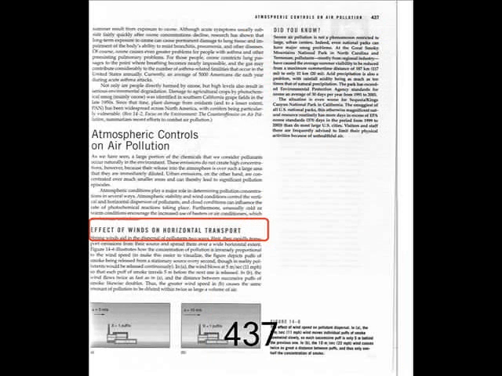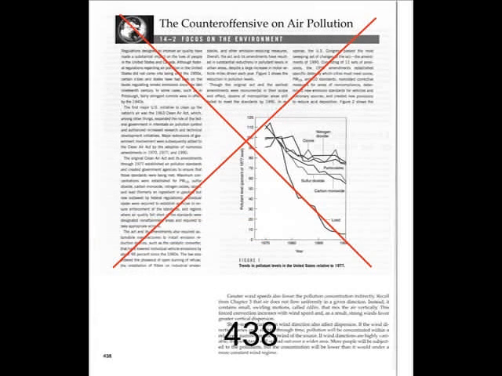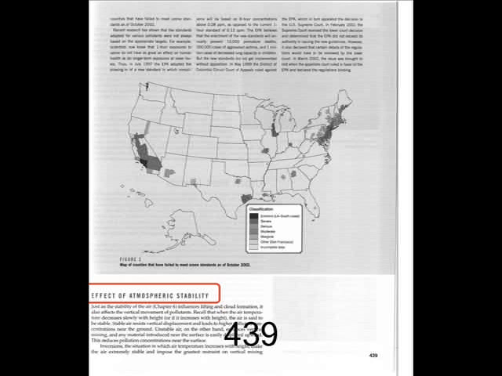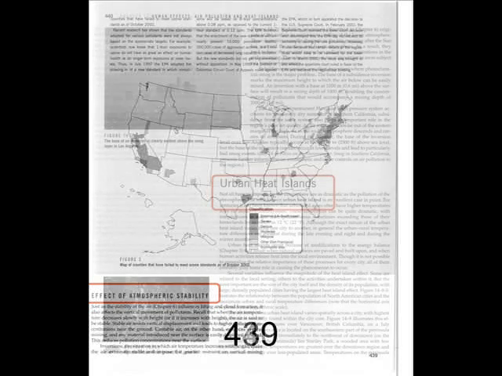And then also ways in which pollutants are dispersed to improve air quality, such as the effects of wind or the effects of stability on the dispersion of pollution.